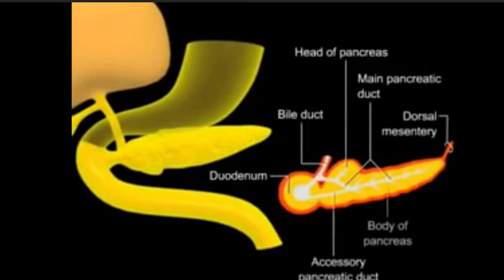You can see here the duct of the ventral bud and the distal part of the duct of the dorsal bud fuse together to form the main pancreatic duct, and the small proximal part of the dorsal pancreatic duct gives rise to the accessory pancreatic duct.